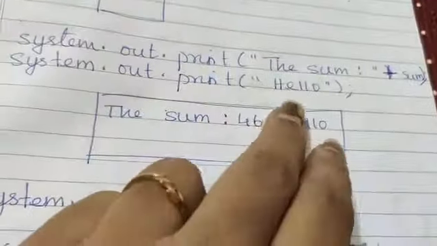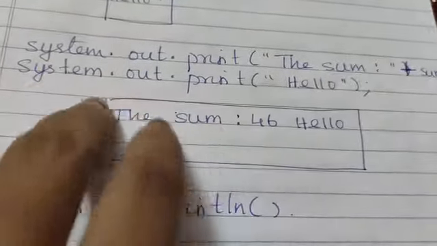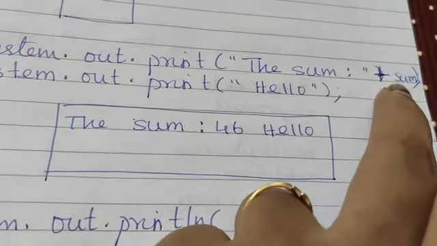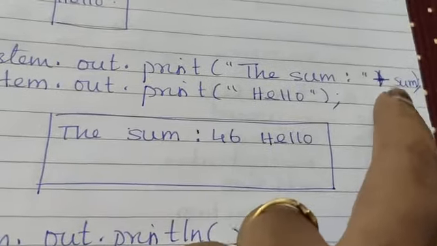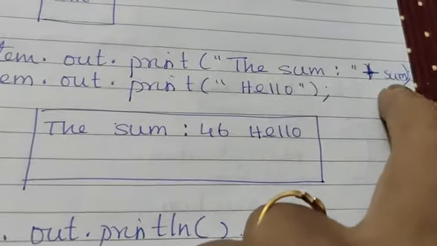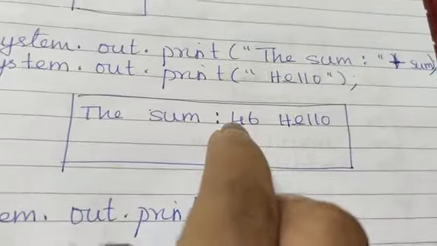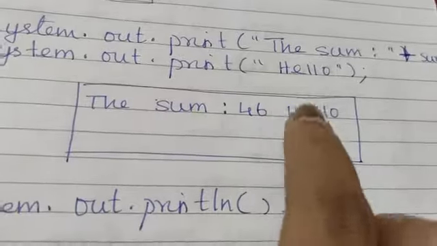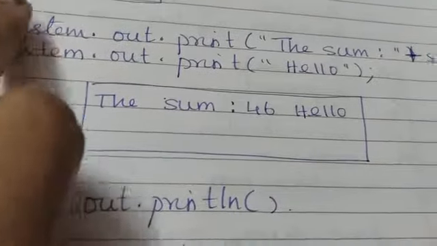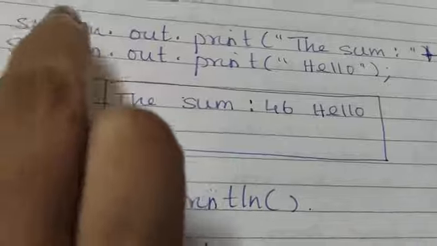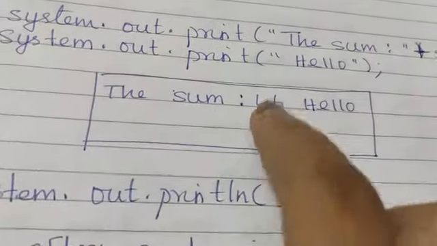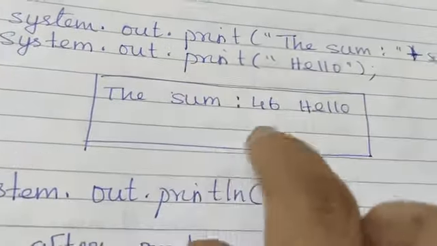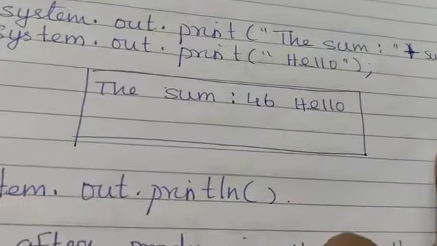For example, to see the difference between this and println, we will see this example. System.out.print with plus sum means the value saved in the variable sum will be displayed here. See here, 46. Then System.out.print hello. After this 46, it is not going to go to the next line. Even though you have typed it in the next line in your program, the cursor will stay in the same line, and whatever you print in the next line will also be printed in the same line itself.